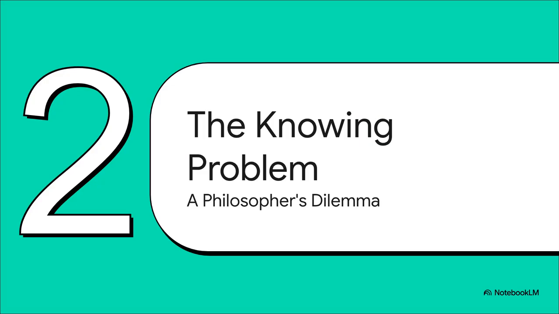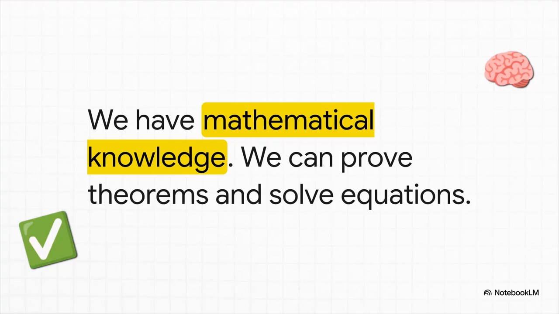Okay, but as neat and tidy as Platonism sounds, it slams right into a massive philosophical problem, a problem that has pretty much defined this whole debate ever since. Let's just start with a fact that nobody can argue with. We know things about mathematics, right? We know that 2 + 2 = 4. We can prove incredibly complex theorems. We can solve equations. Mathematical knowledge is a real thing.